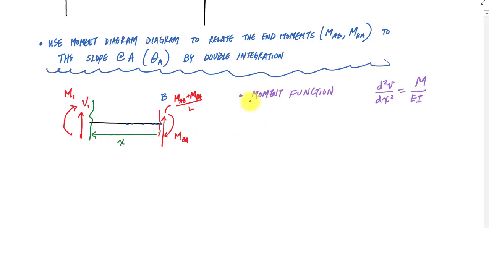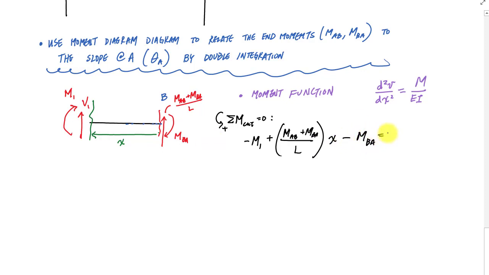So in this case, the moment function by equilibrium of this drawing right here, if I take moments about the cut equal to 0, negative M1 plus from that shear, which is MAB plus MBA over L times x, which is the moment arm, minus MBA right here equal to 0.